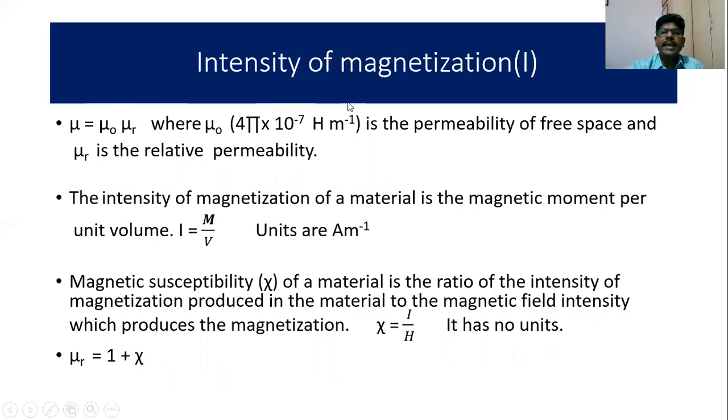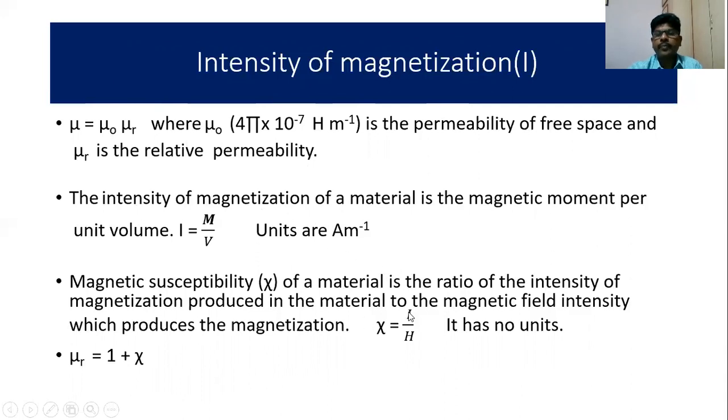Next we can see what is intensity of magnetization. We know mu is equal to mu naught into mu r, where mu naught is the permeability of free space and mu r is the relative permeability. Mu naught is 4 pi into 10 to the power of minus 7 Henry per meter. The intensity of magnetization of a material is the magnetic moment per unit volume, where I is equal to M by V. The units are ampere per meter.